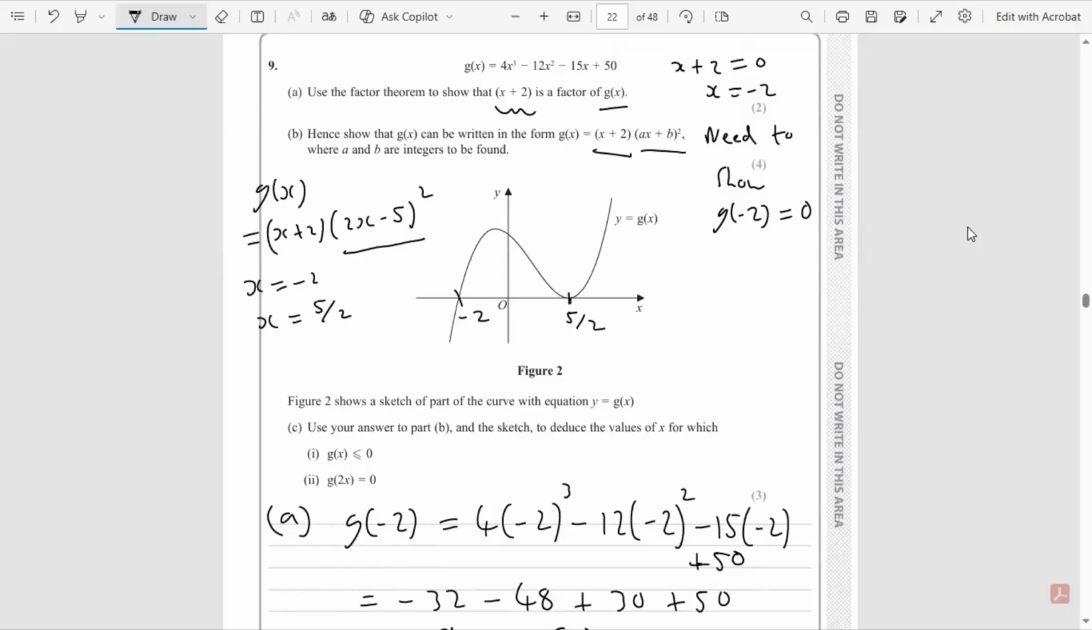So now for part C, use your answer to part B and the sketch to deduce values of x for which, and then part I, g of x is less than or equal to 0. So where is the curve, or where are the y values on that curve less than or equal to 0? So clearly they're less than or equal to 0 down here on the curve. So basically when x is less than or equal to -2.